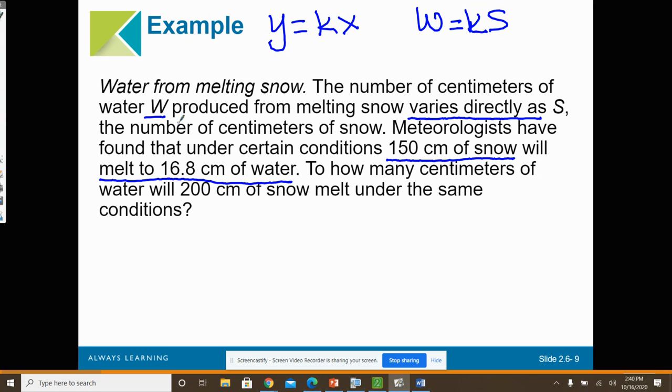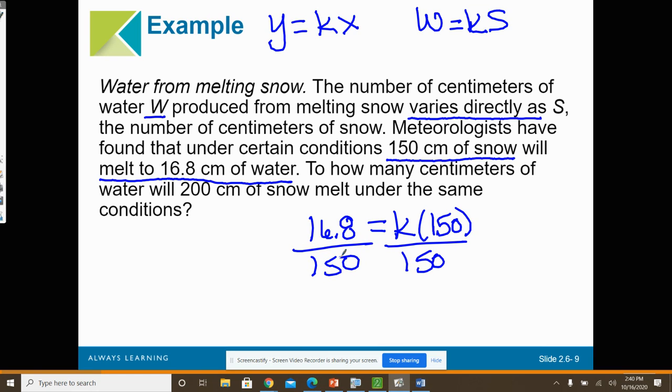Okay, W stood for water. So they did do this backwards than they could have. So 16.8, the water, equals K times S, the snow, 150. Now we can find the K. So go ahead and do that. As soon as you can find it, go ahead and find it, even though we haven't finished reading the problem yet. 16.8 divided by 150, and my K is 0.112. Plug it into your new equation, and it's W equals 0.112 S.